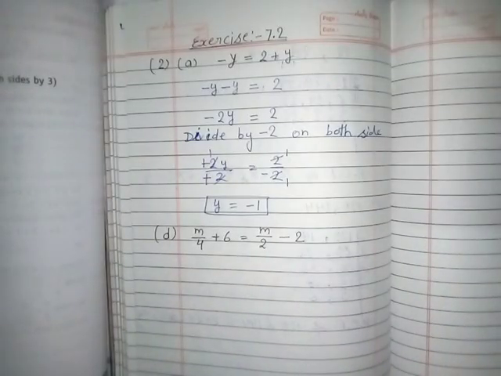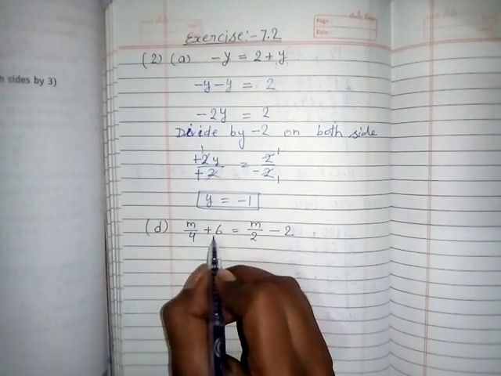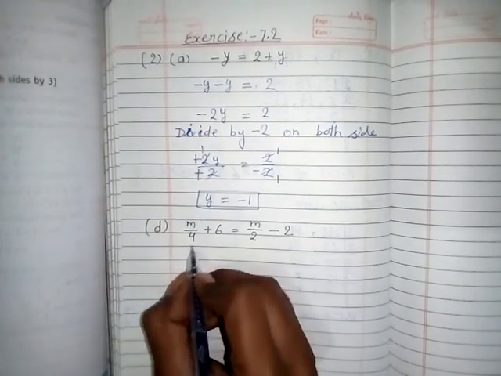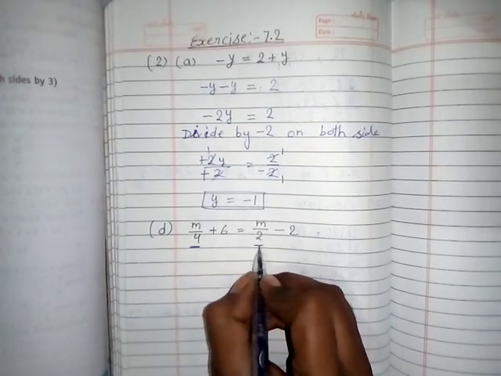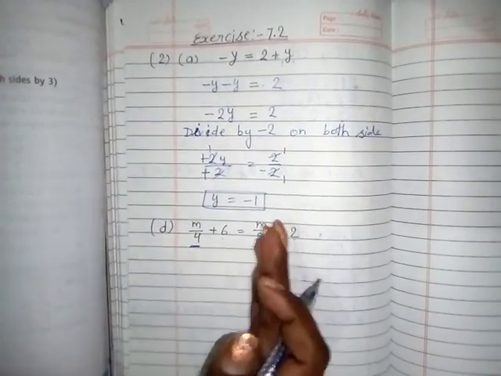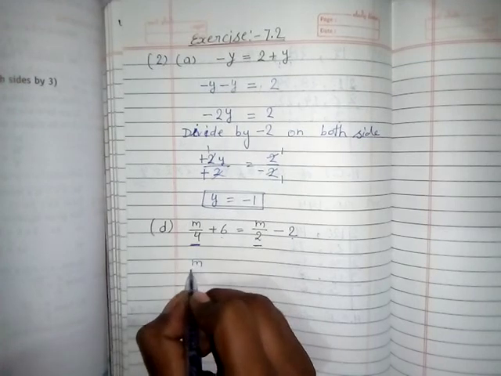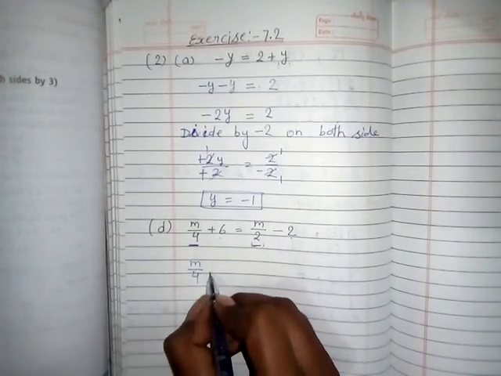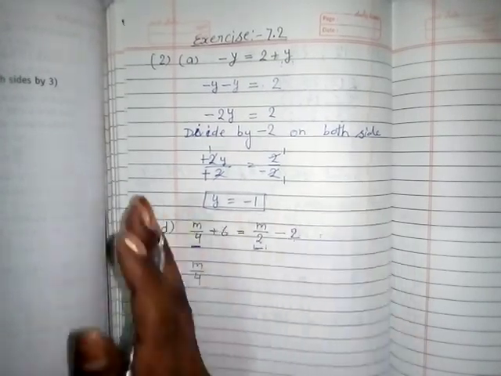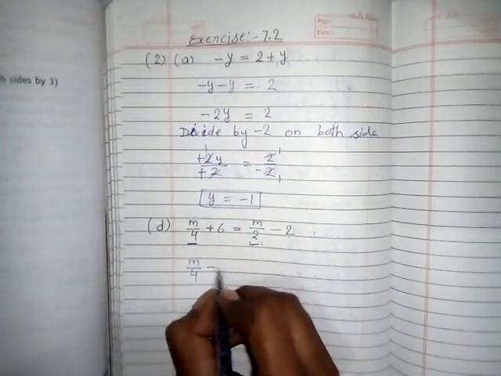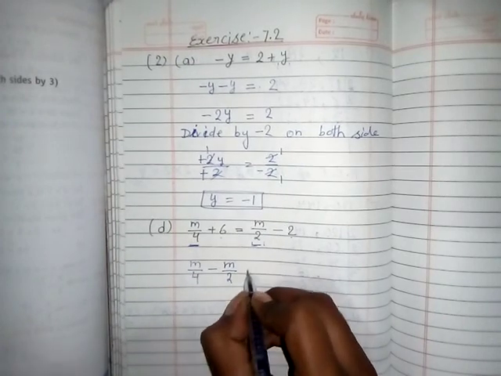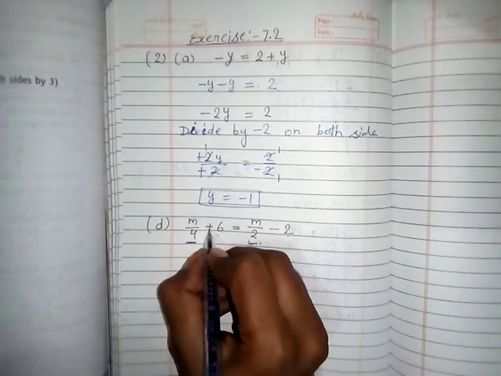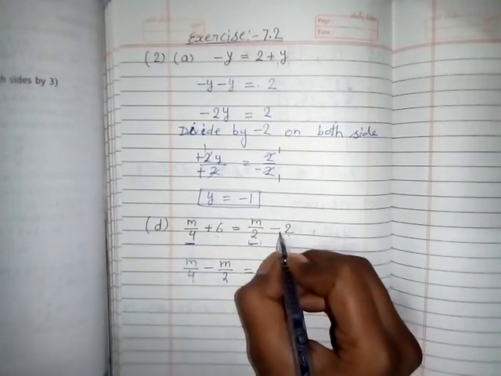Here we are going to solve one more question. Here it is given m by 4 plus 6 equal to m by 2 minus 2. So this has a variable, this has a variable, these are constants. We will write the variable on the left side. So we will write m by 4 as it was, and we will shift this m by 2 to the left side of the equal to. Here it is positive, it became negative, and we will shift this 6 to the right side. Here it is positive, and here it became negative, and we will write minus 2 as it is.